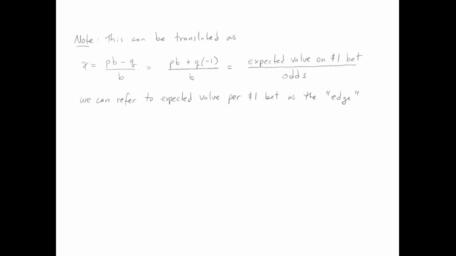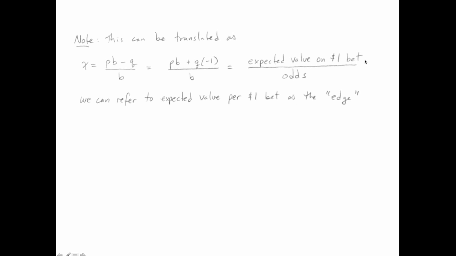So this can be translated as this quantity p times b minus q. That's really just the expected value on a $1 bet. If you think about the actual probability of winning, and if you bet $1, you would win, for every dollar bet, p dollars. That would be your profit. And this q is your true probability of losing, and every time you lose, you would lose $1. So that's your expected value on $1 divided by b, which was the odds. So expected value on a $1 bet divided by the odds, that's the Kelly formula.